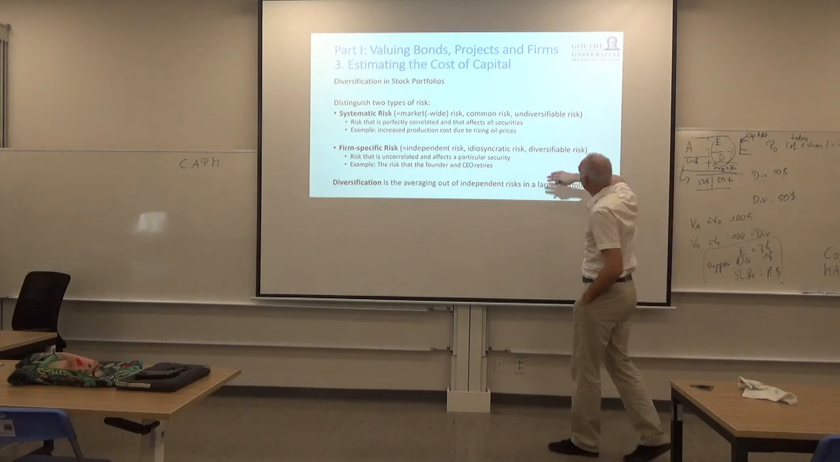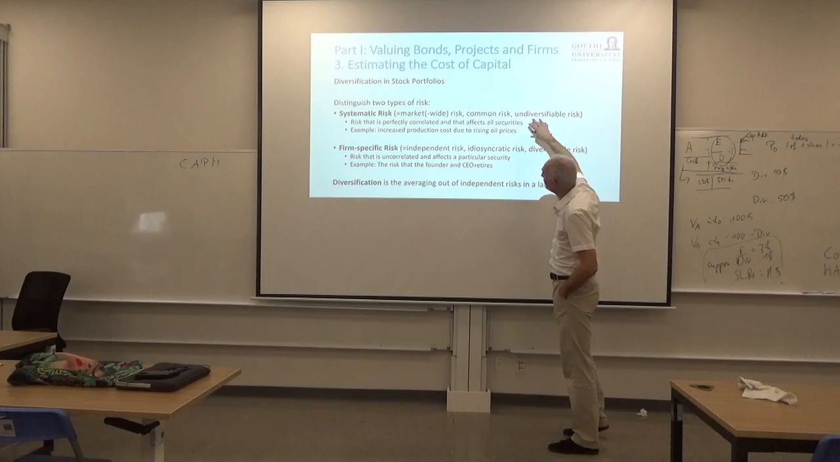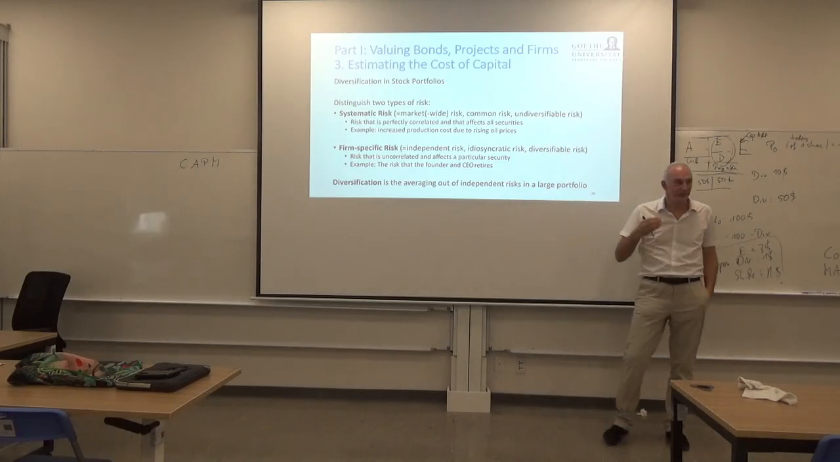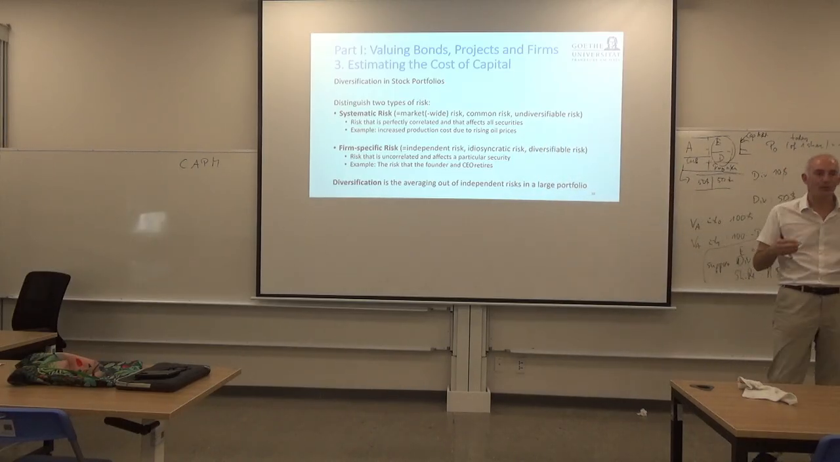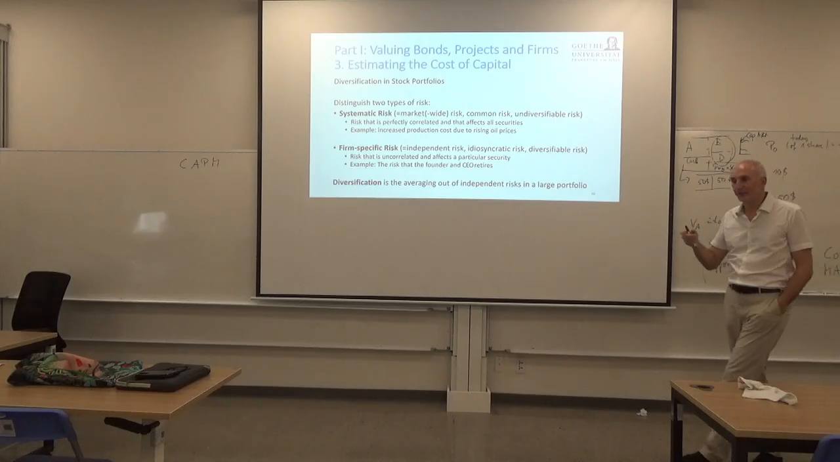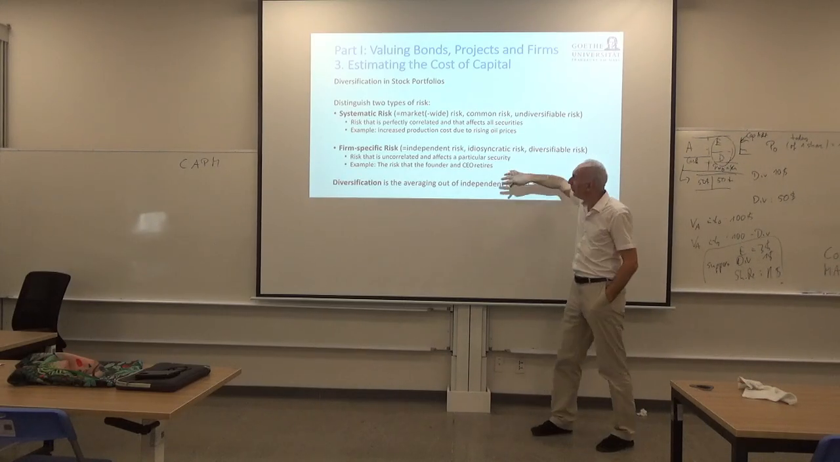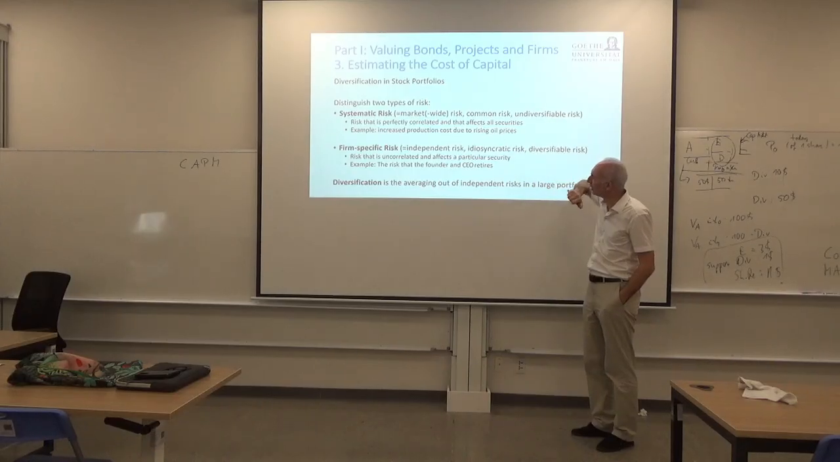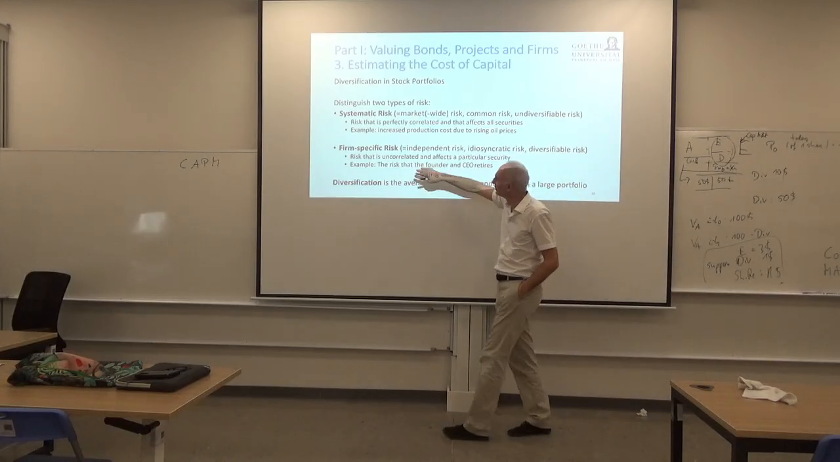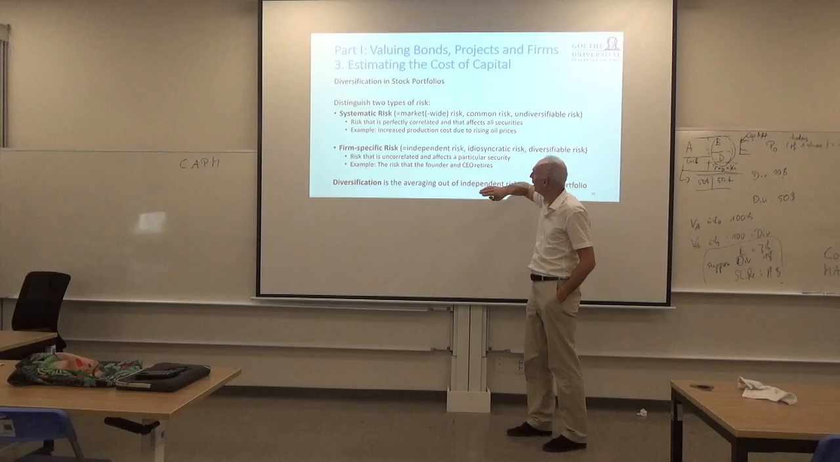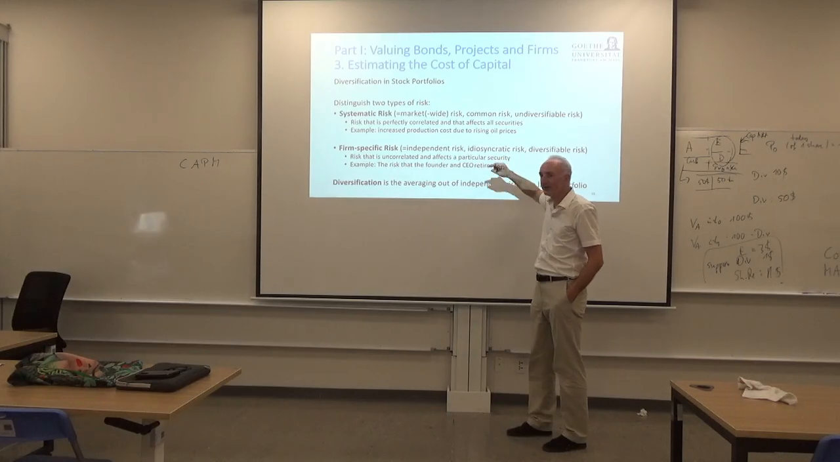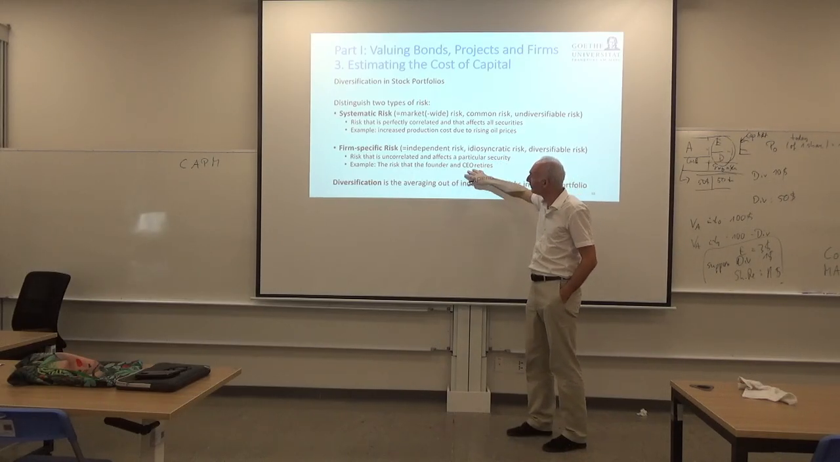So this is what we would call the risk that we have to take. AI as an opportunity, war as a threat. It's all causing volatility, and you can't diversify this away. But firm-specific risks, risks that are uncorrelated and mainly affect only a particular security, can clearly be diversified away.